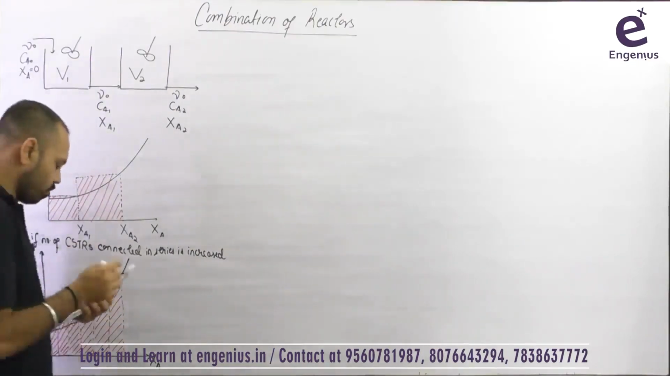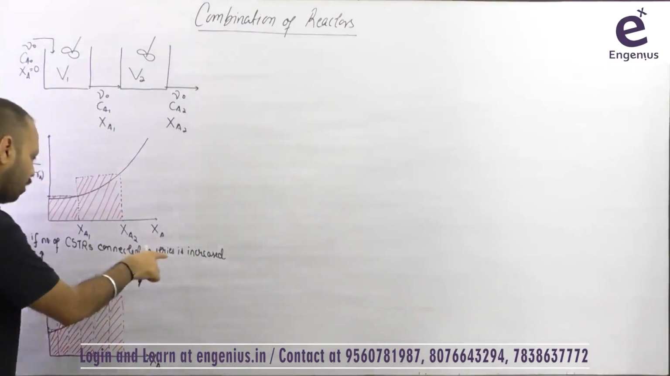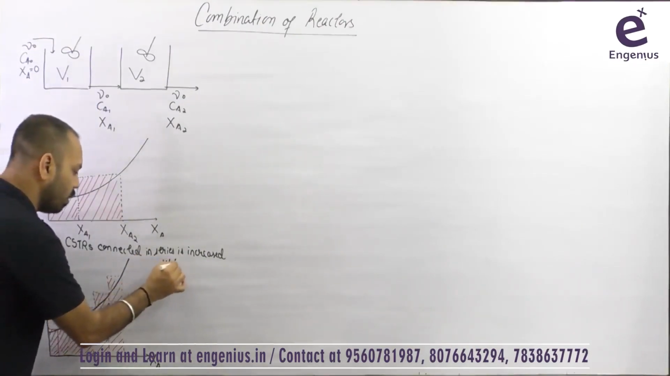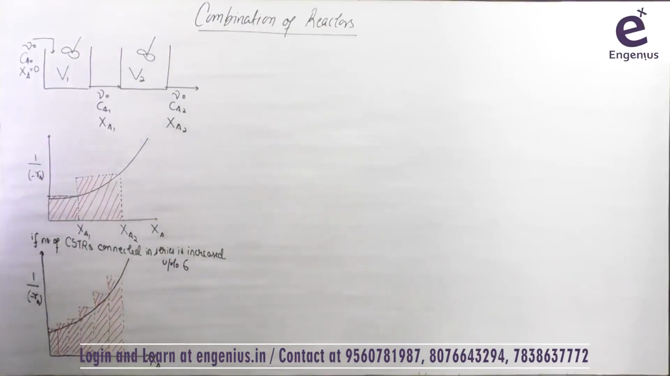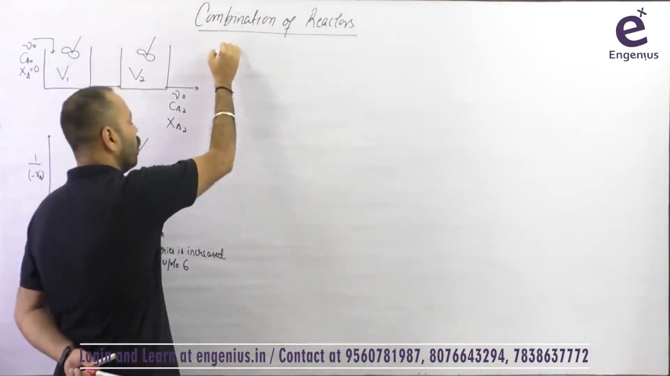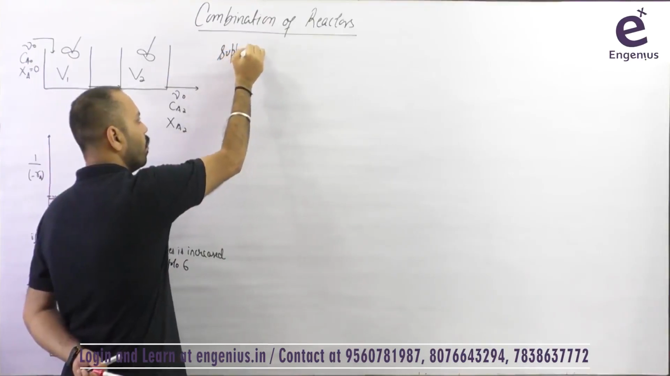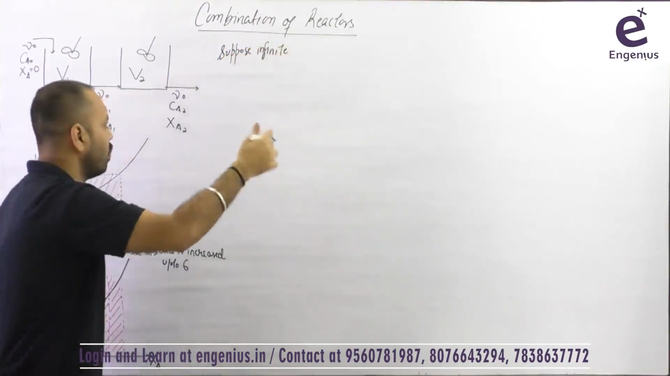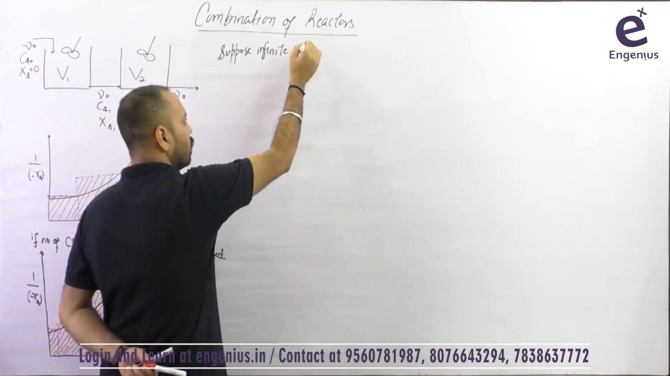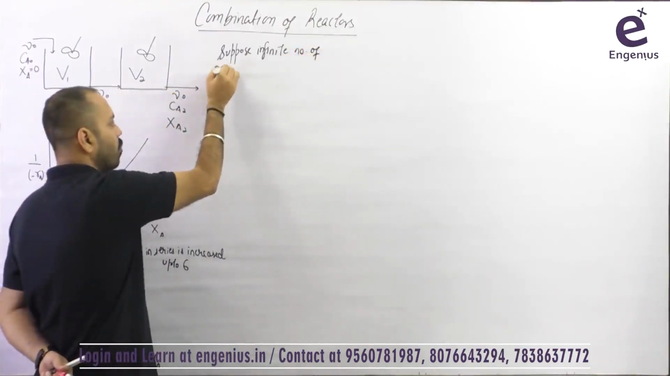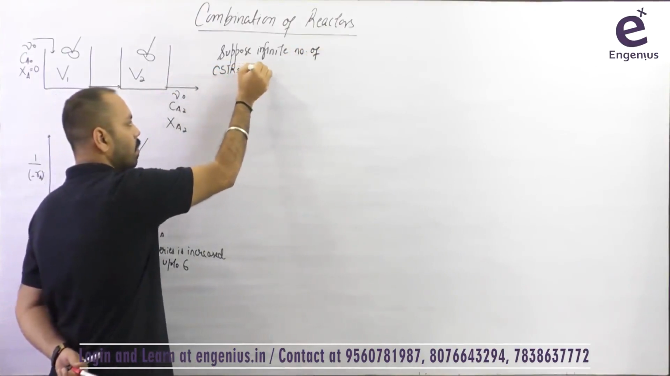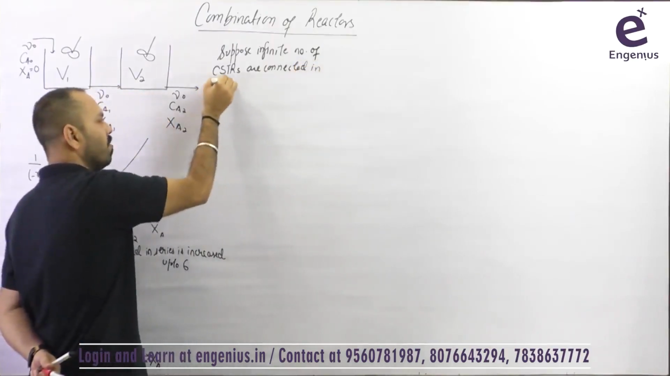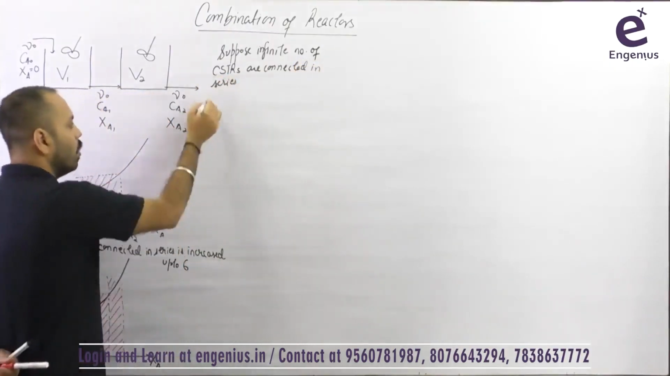Now let's suppose the number of CSTRs in series is increased. How many CSTRs are there? 1, 2, 3, 4, 5, 6, up to 6. Then it is represented like this, right? Also, suppose an infinite number of CSTRs. Of course, infinity cannot be reached in practice. Suppose an infinite number of CSTRs are connected in series. Then see how the representation looks on the Levenspiel plot.